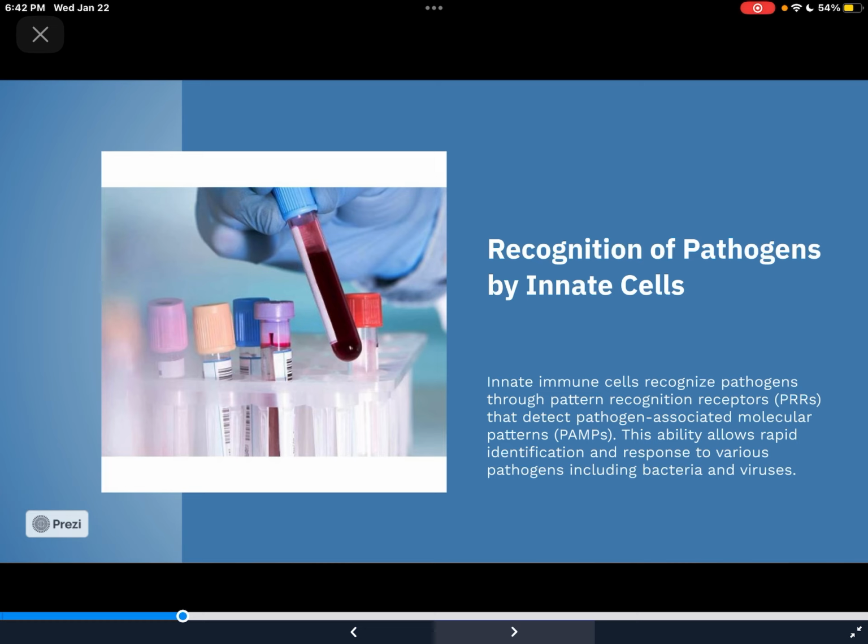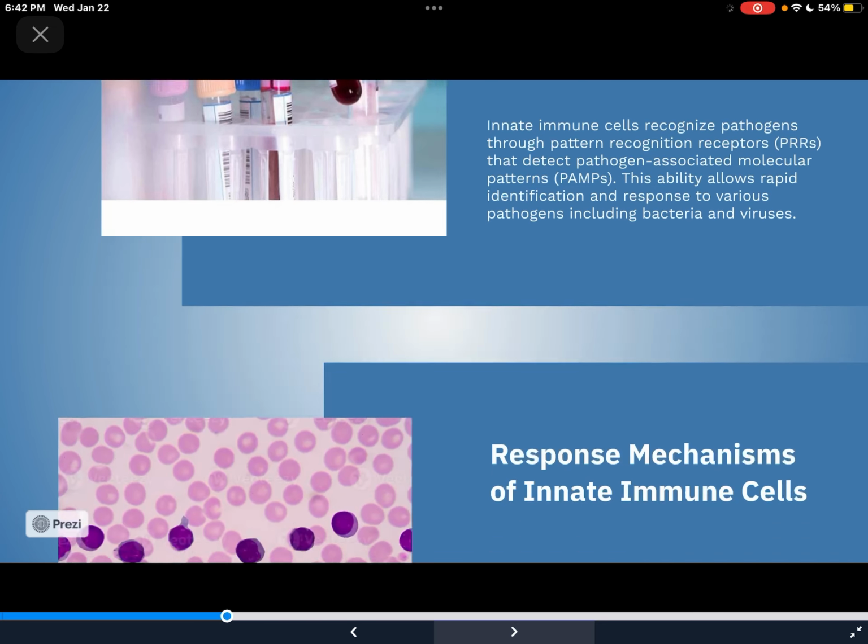Recognition of pathogens by innate cells. Innate immune cells recognize pathogens through pattern recognition receptors, PRRs, that detect pathogen-associated molecular patterns, PAMPs. This ability allows rapid identification and response to various pathogens, including bacteria and viruses.